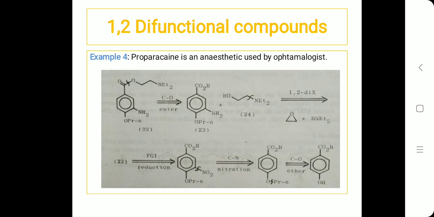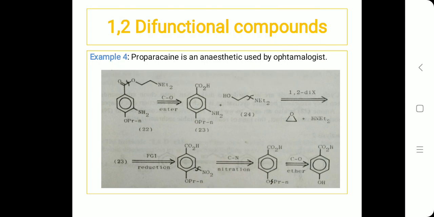Proparacaine is an anesthetic which is used by ophthalmologists. This is actually an eye drop which is used for eye surgery and laser treatment with respect to the eyes. And these are used by the ophthalmologists, that is, the eye surgeons. So here we have the target molecule, that is the proparacaine. Now first, here we have an ester.